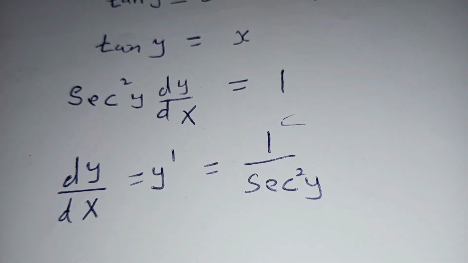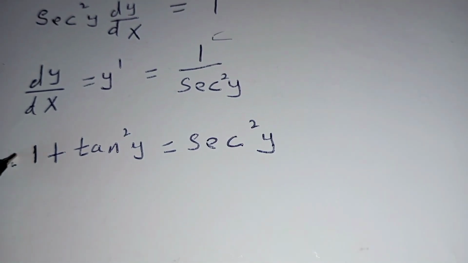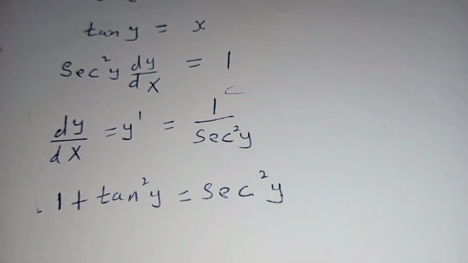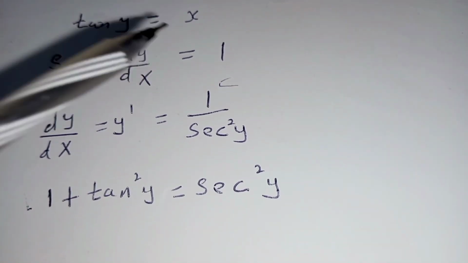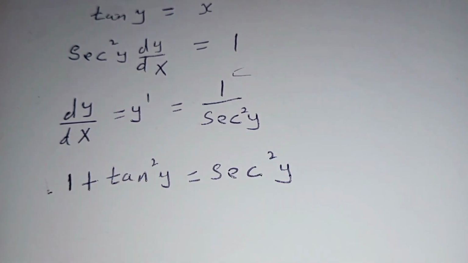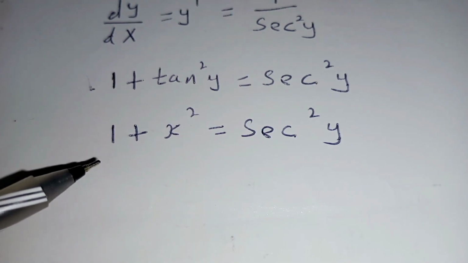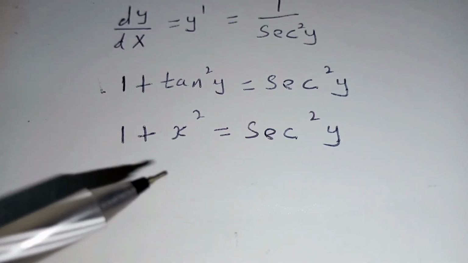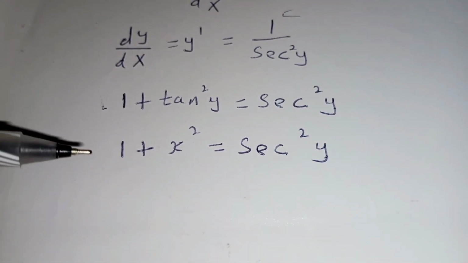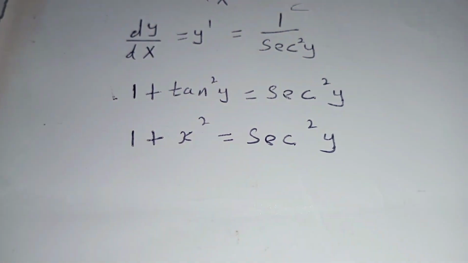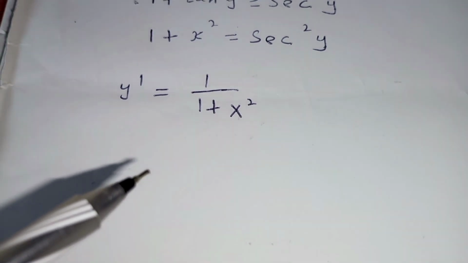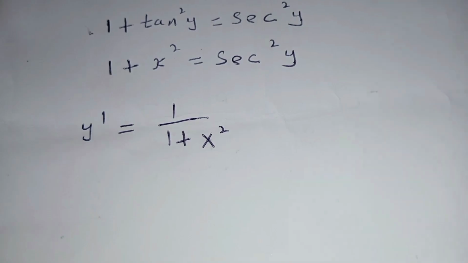Then we made use of this identity: 1 plus tan squared y is equal to sec squared y. And we made the substitution here. The tan of y is x. So where you have tan y, we write x and we square. After doing that, we shall obtain 1 plus x squared, which is equal to sec squared y. So we substitute our value of sec squared y with 1 plus x squared. So y prime is equal to 1 divided by 1 plus x squared.